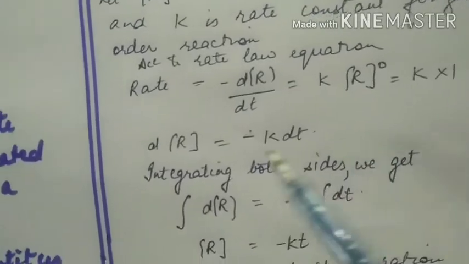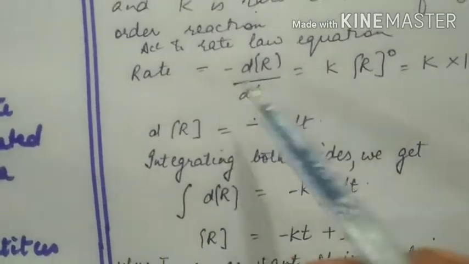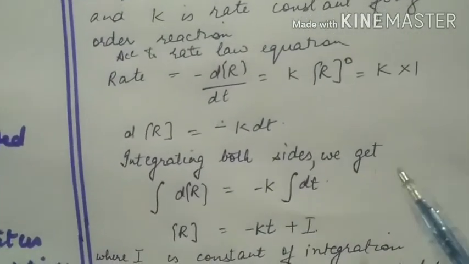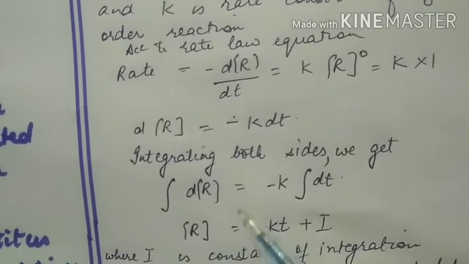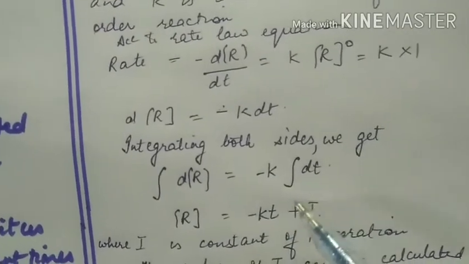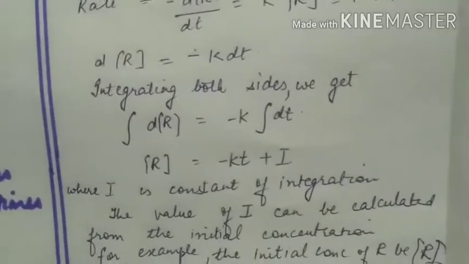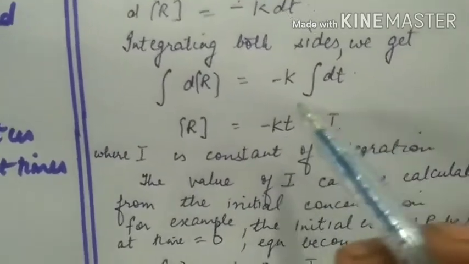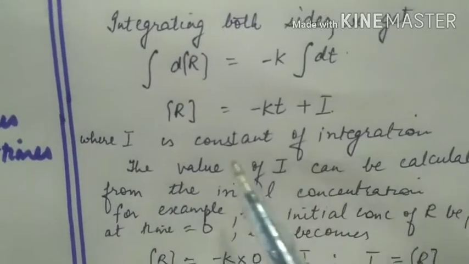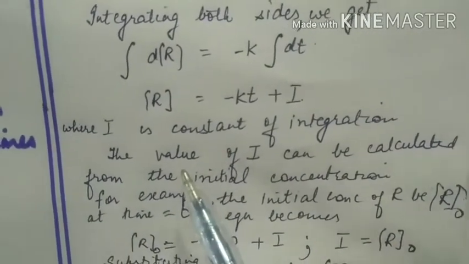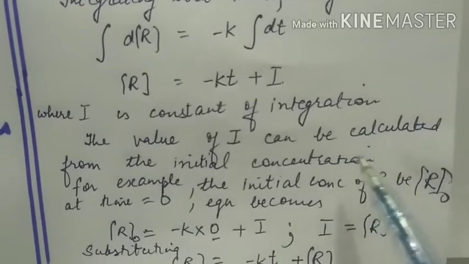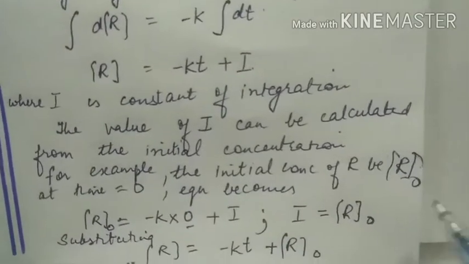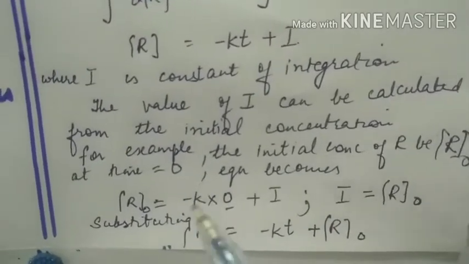Taking dt to this side, and also minus to this side, we get d[R] is equal to minus k dt. Now integrating both sides, integral of d[R] is equal to minus k into integral of dt. So we get [R] is equal to minus k into t plus I, where I is the constant of integration. The value of I can be calculated from the initial concentration. For example, the initial concentration of R, let it be [R]0 at time 0, when the reaction has just started.